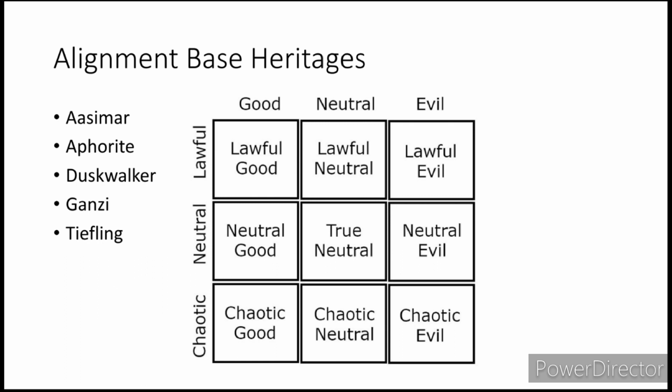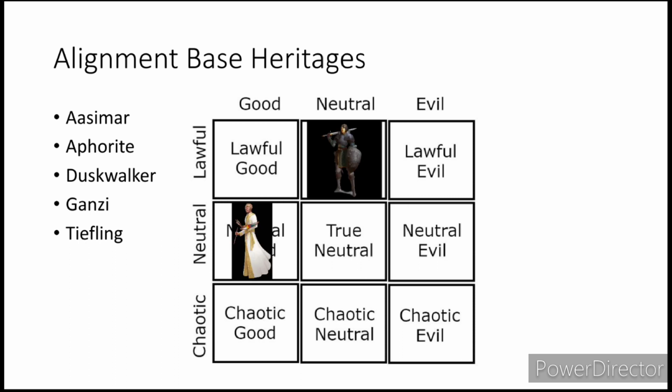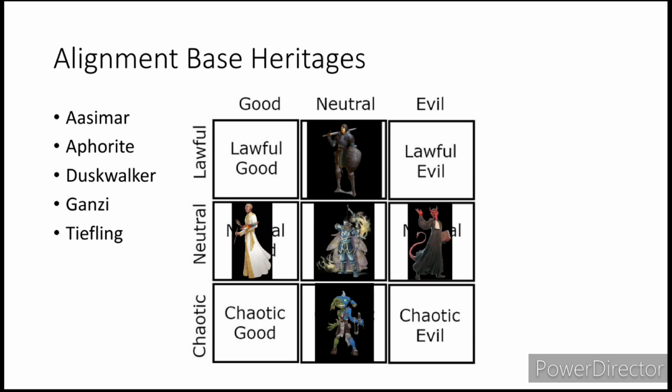which we have 5. Now, this is not to say that you have to play a character of this particular alignment. This is just the type of creature that made each of these heritages. You have the Oread, the Aphorite, the Duskwalker, the Ganzi, and the Tiefling. Now, much like with Dungeons & Dragons 5th edition, they might represent these alignments, but you're not going to always have a character who follows these alignments to the letter, as we will soon get into.